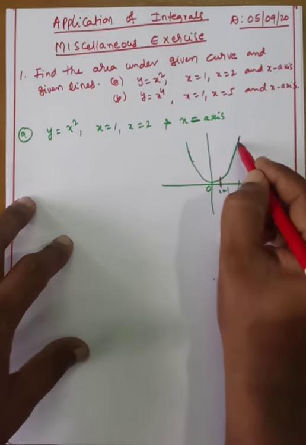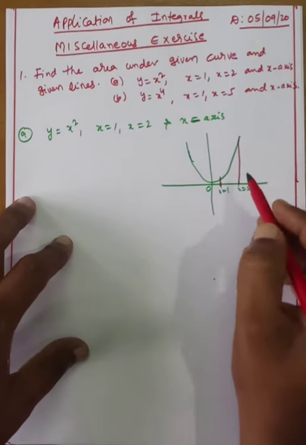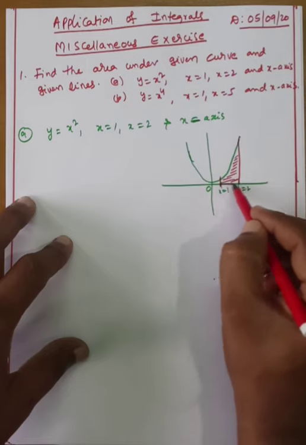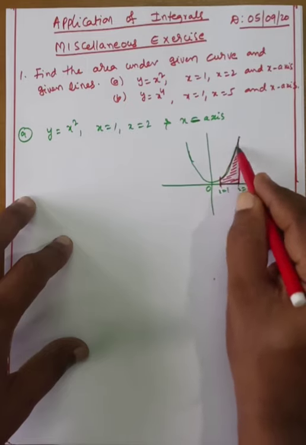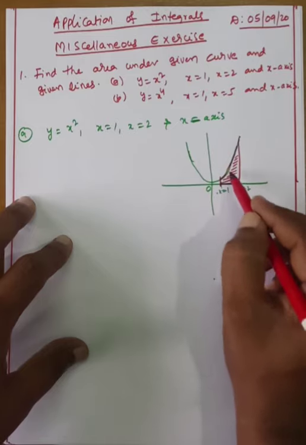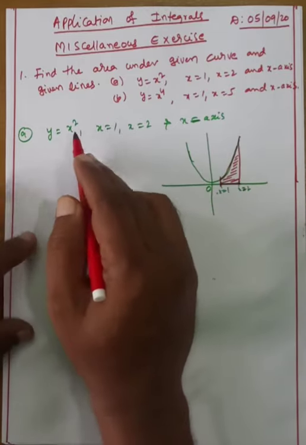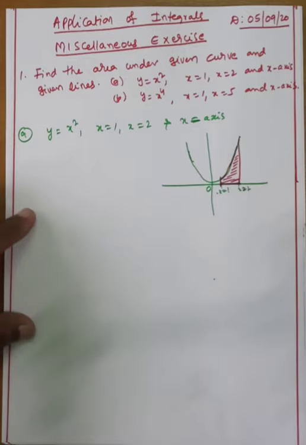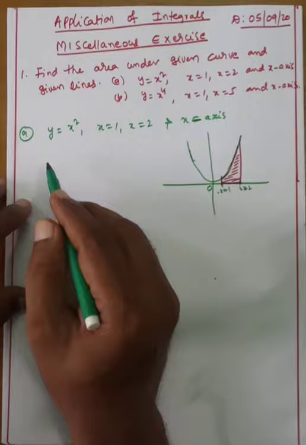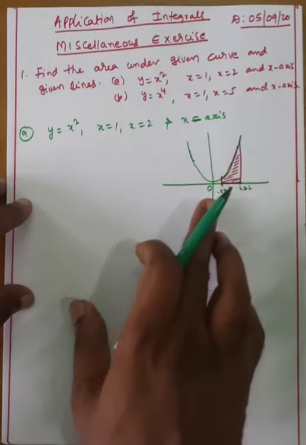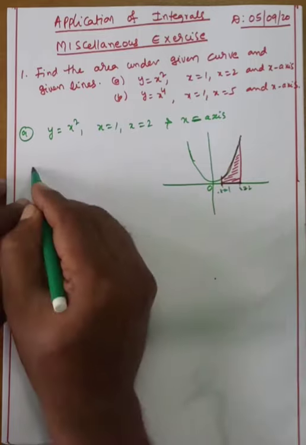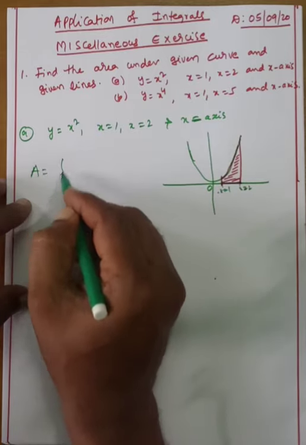Here x is equal to 2. Now this part we will find. Now this is the curve. What is the area? The area of the region bounded by the curve, the ordinates and the x-axis, from 1 to 2. Y is equal to x square clearly is there. Now the required area is the area of the region bounded by the given curve, the ordinates x is equal to 1, x is equal to 2, and the x-axis.